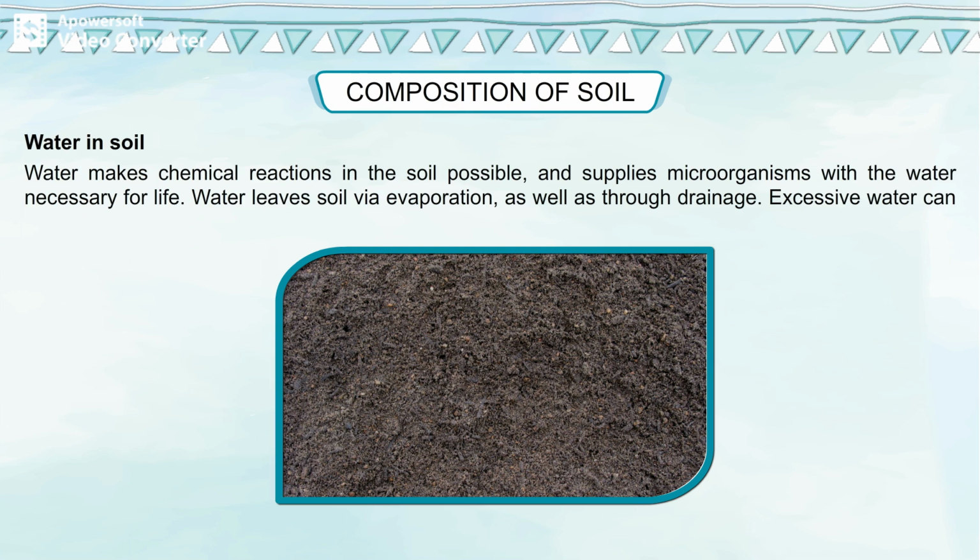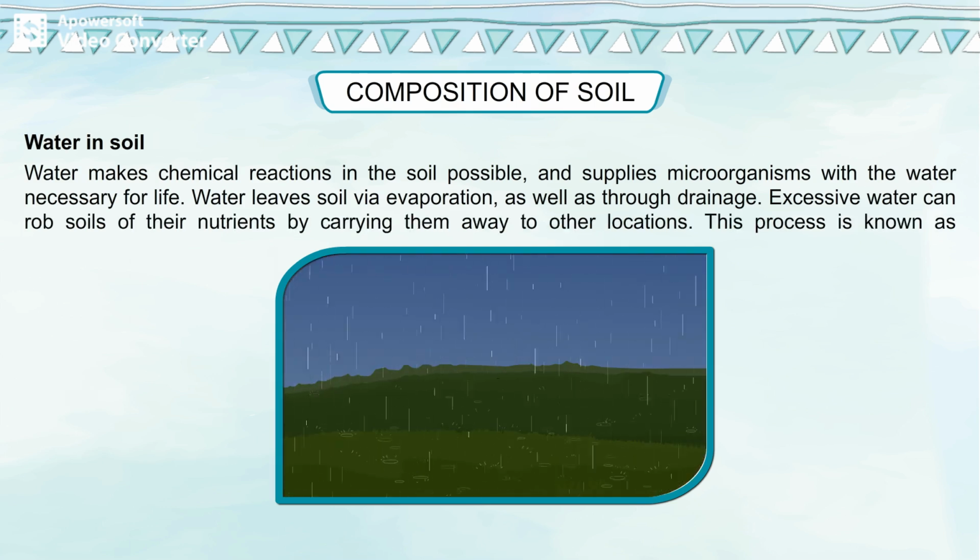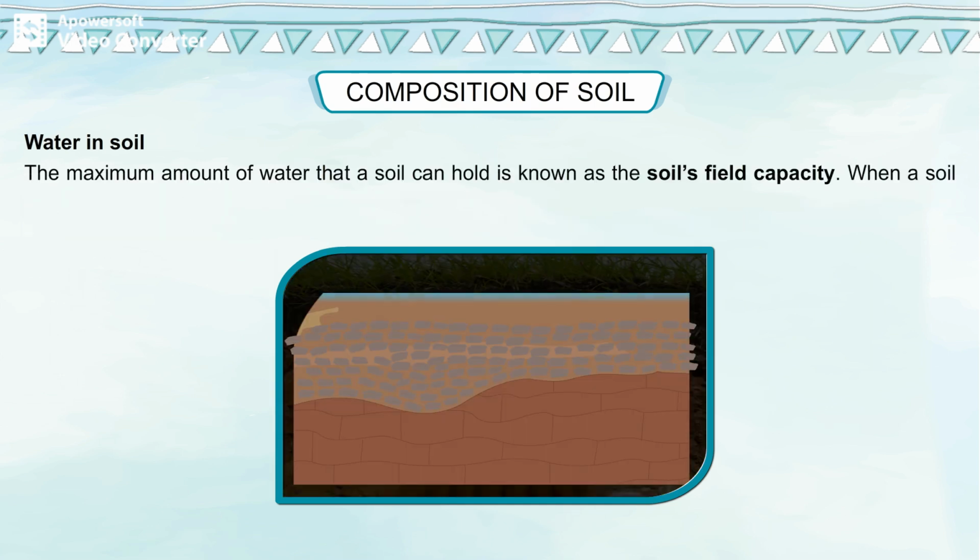Water leaves soil via evaporation as well as through drainage. Excessive water can rob soils of their nutrients by carrying them away to other locations. This process is known as leaching. The maximum amount of water that a soil can hold is known as the soil's field capacity.